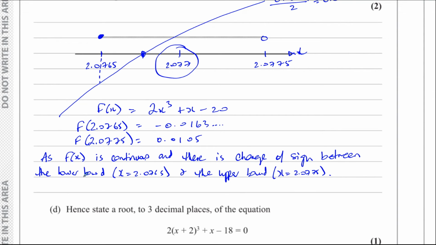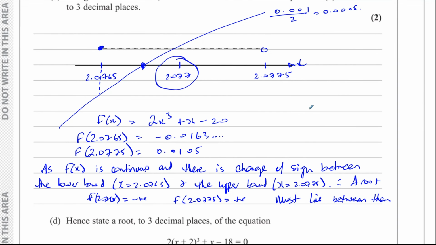There's a change of sign between the lower bound and the upper bound. So we can just show that f of 2.0765 is negative and f of 2.0775 is positive. Therefore, a root must lie between them. That's enough for your answer. Sorry about my bad handwriting. Something like that is fine. They're going to look for the words continuous and change of sign. Those are the two key words that they'll look for for you to get the marks.